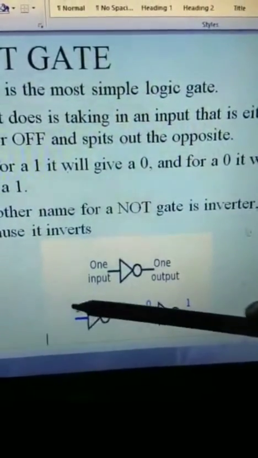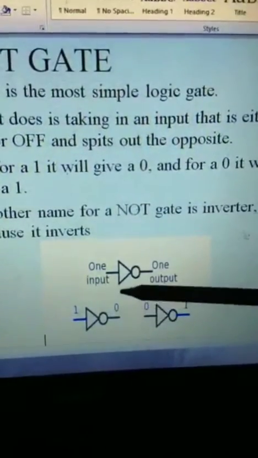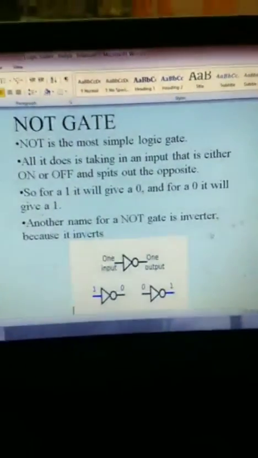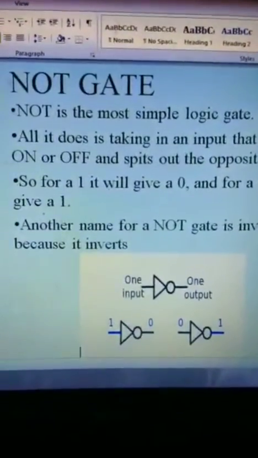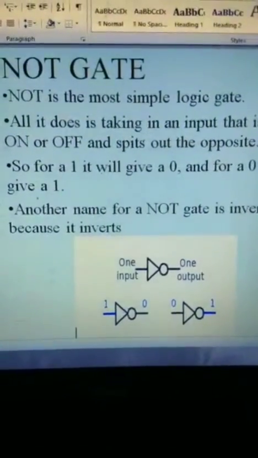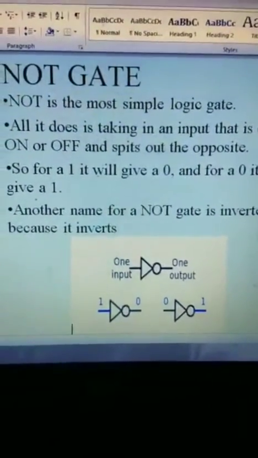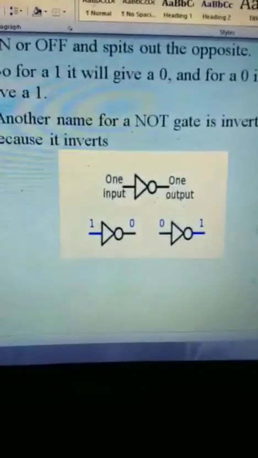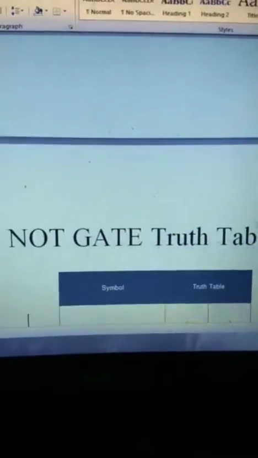If you give 1, it will give you the value 0. If you give the value 0, it will give you the value 1. So whatever input you give, it will just give you the opposite value. That's why this gate is called the inverter gate. Now we come to the truth table.